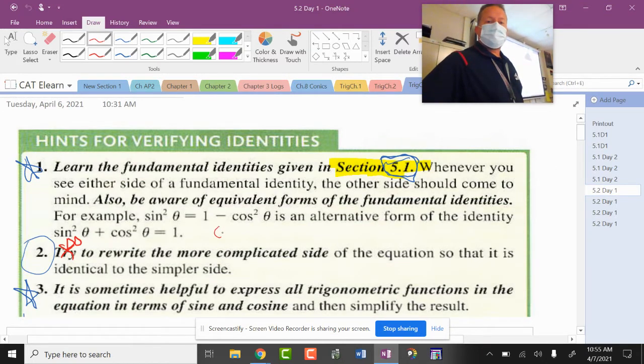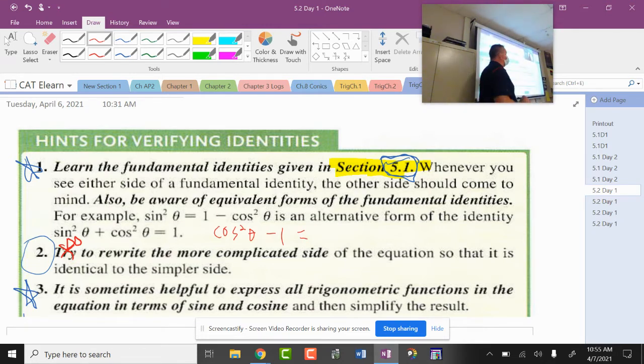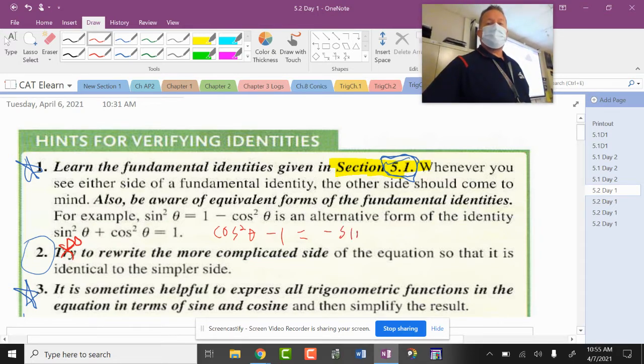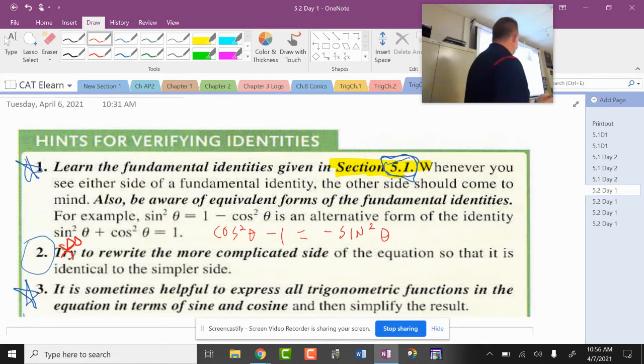What does cosine squared of theta minus 1 equal? I switched them. What does that actually equal then? Is it equal to sine squared, yes or no? Now it looks like I had to multiply this by -1, so I multiplied both sides by -1. This is negative sine squared. So be careful on that. That's another alternative form of these identities that I ask a lot, so make sure you know that.